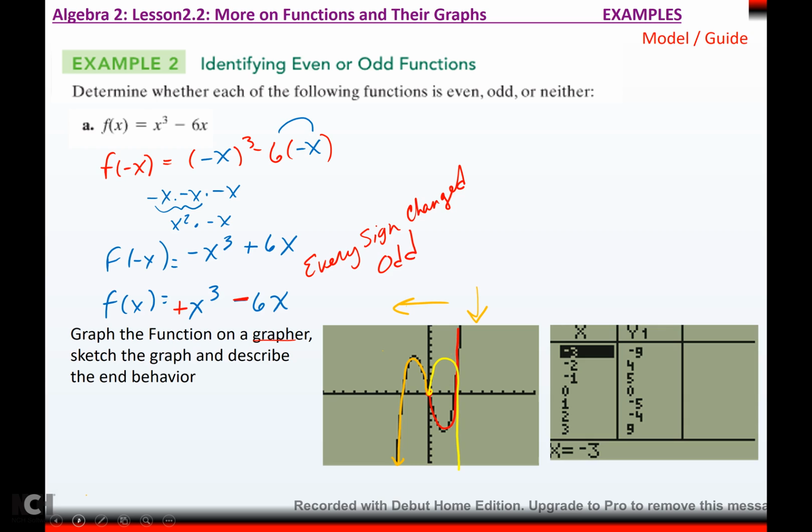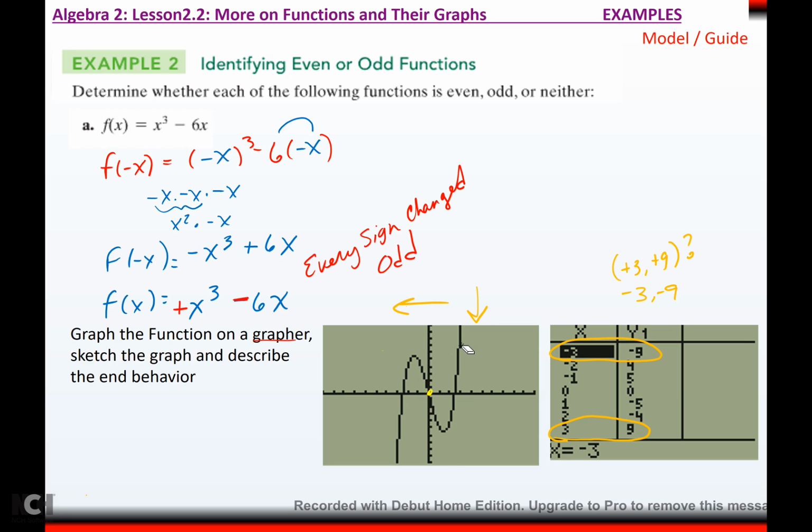You can also tell by looking at a table of values. While you've got this graph, you can go to table and it lists some ordered pairs for you. Pick any one. If I pick (negative 3, negative 9), if this function is odd, then (positive 3, positive 9) will also be on the graph. So if I check my ordered pairs, is (positive 3, positive 9) on the graph? It is, so that also confirms that it is an odd function.